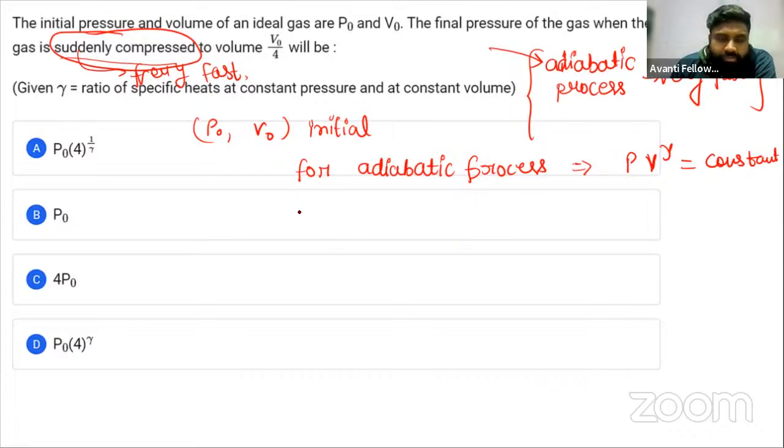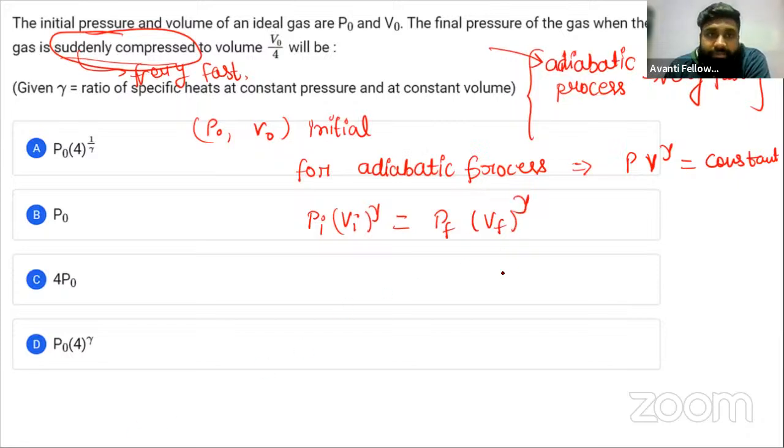So for this process, P initial, V initial raised to the power gamma equals P final, V final raised to the power gamma, where gamma is the ratio of specific heat at constant pressure and constant volume, and it's also termed as the adiabatic index. Now, P initial is P naught, V initial is V naught, P final is P final, let's say, and V final is given to you as V naught by 4, because the gas is compressed to this volume.